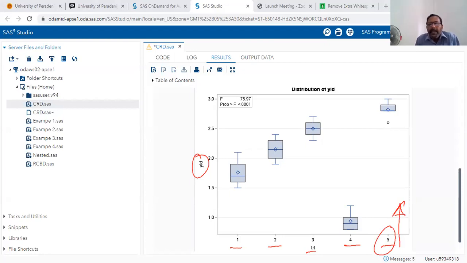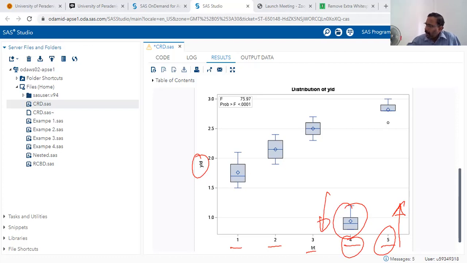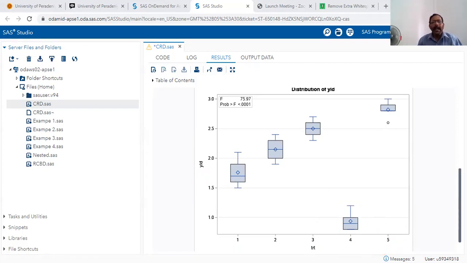Similarly, which treatment is giving the very low yield? Fourth treatment. This is the fourth treatment giving the very low yield. So you can visually see this. Now I'm going to talk about mean separation, which you need to study the theory. I'm not going to explain theory now because your madam will explain it. I will explain a little on mean separation.